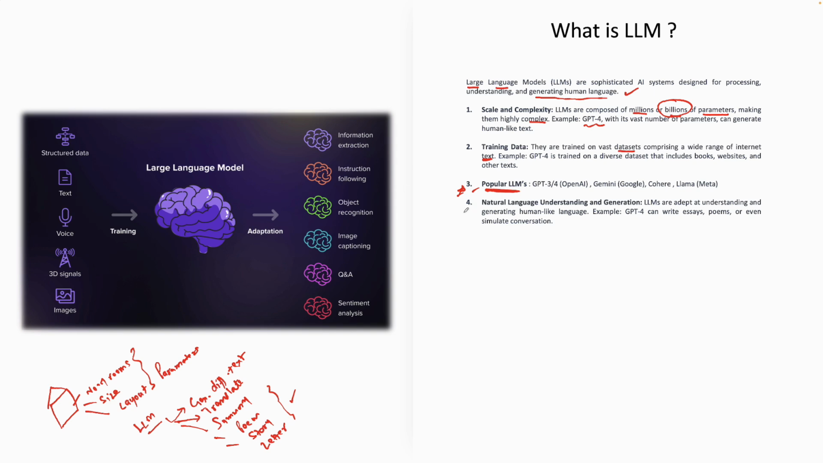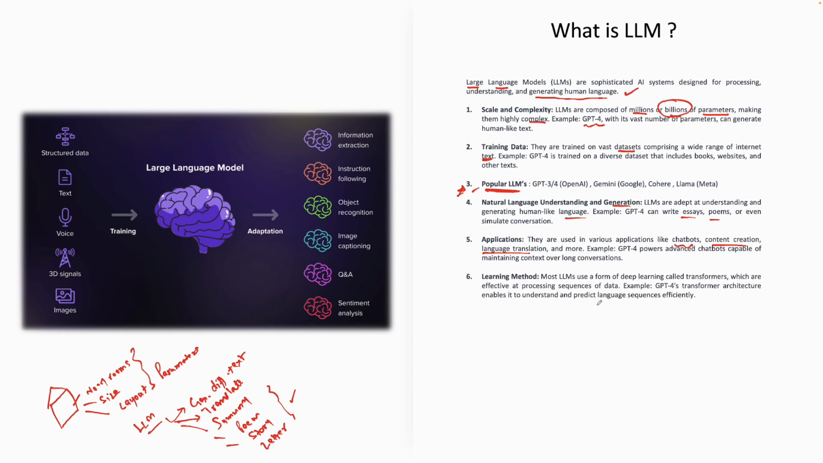As the name suggests, it is used for natural language understanding and generation. Pretty simple, right? That's what we said, that it's designed for processing, understanding, and generating. So LLMs can help you to understand and generate human-like language. I think we've seen examples like you can write an essay, a poem, or even simulate a conversation. There can be a lot of applications: you can create chatbots, you can create content, it can be used for language translation. An example like GPT-4 powers the advanced chatbots in today's world.